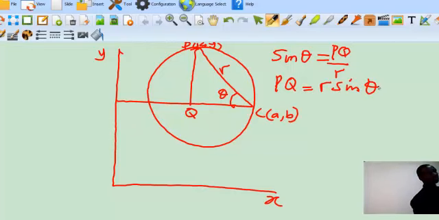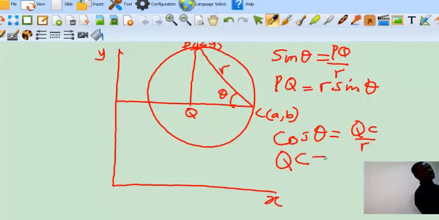Similarly, you can obtain your horizontal component, which is your QC. If you want to do that, you know that cos theta is equal to QC all over R. Do not forget that R is the radius, and making QC the subject of formula, it will be equal to R cos theta. These are the horizontal and the vertical components of this circle.